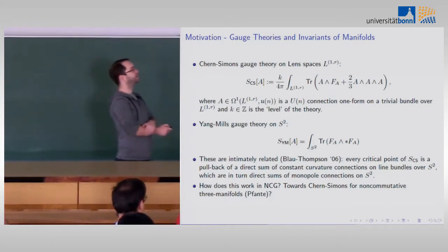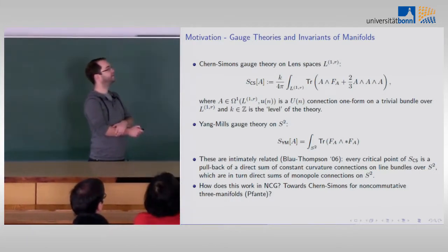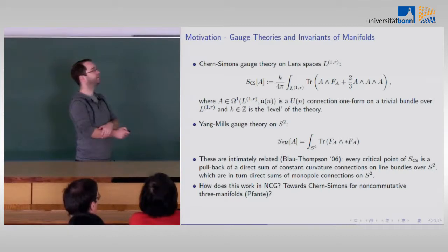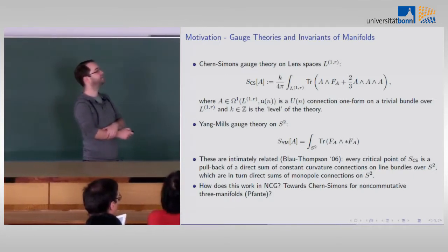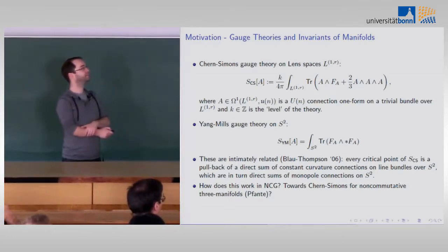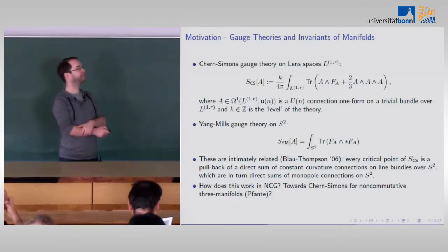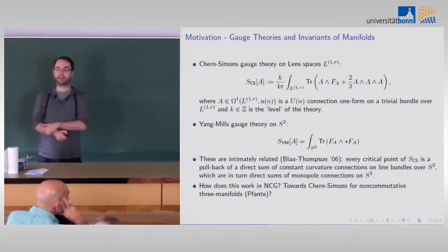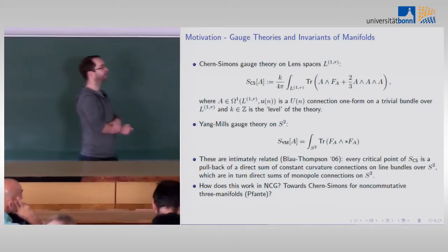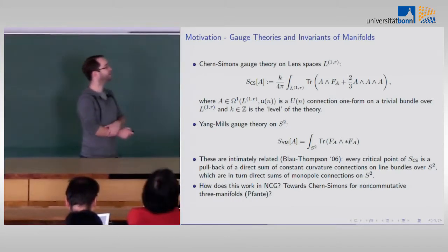And I have the Chern-Simons action, which is given by this formula here. So I take the curvature of a connection one form. A here is a U(N) connection one form on a trivial bundle over my lens space. I form its curvature, wedge it with the connection one form, and add the cube term. I take the trace and integrate over the manifold. This gives me an action on the space of connection one forms over the lens space.